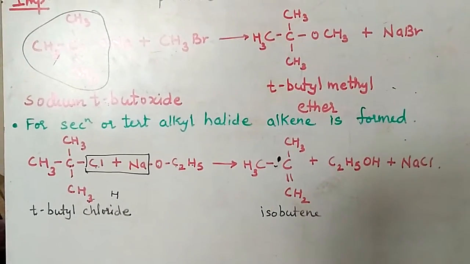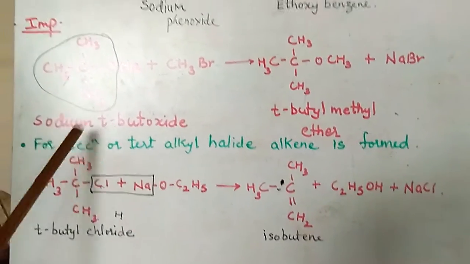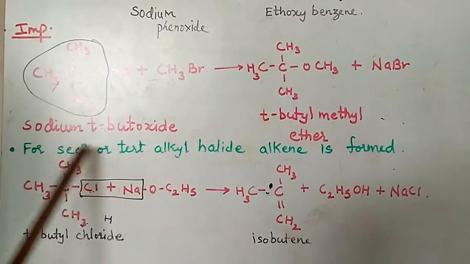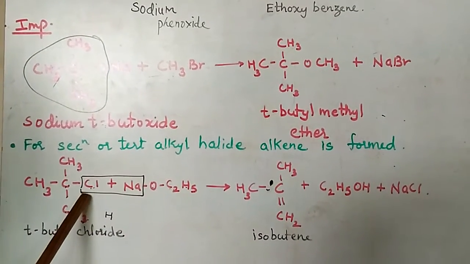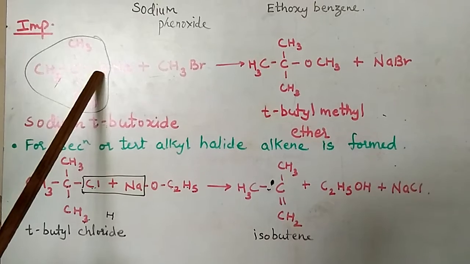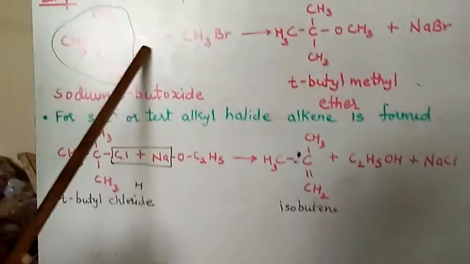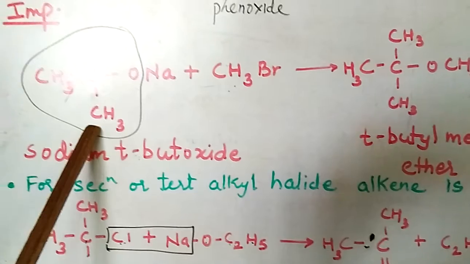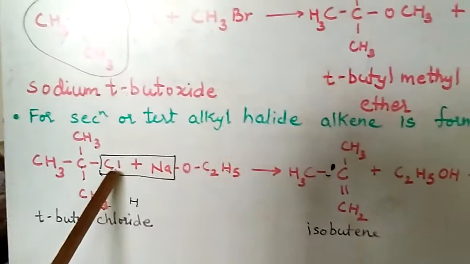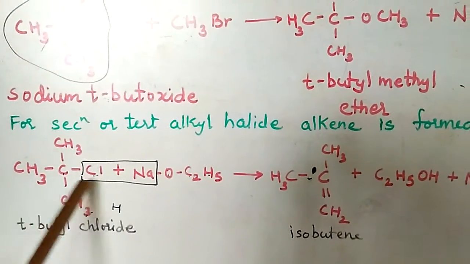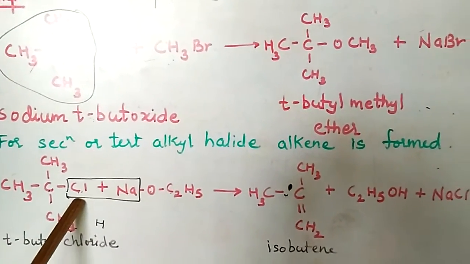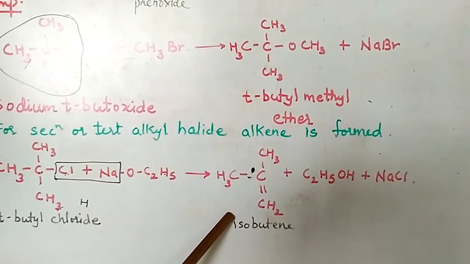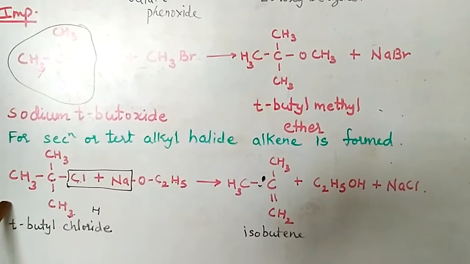So what is important in the Williamson synthesis is that whatever tertiary or secondary group we are taking, it should not be of halogen. You can take it of alkoxide, you can take sodium alkoxide of tertiary or secondary group. You shouldn't take a tertiary halogen. Secondary or tertiary halogen compounds should not be used, because they will give us an alkene in spite of giving an ether. So this is a very important point.